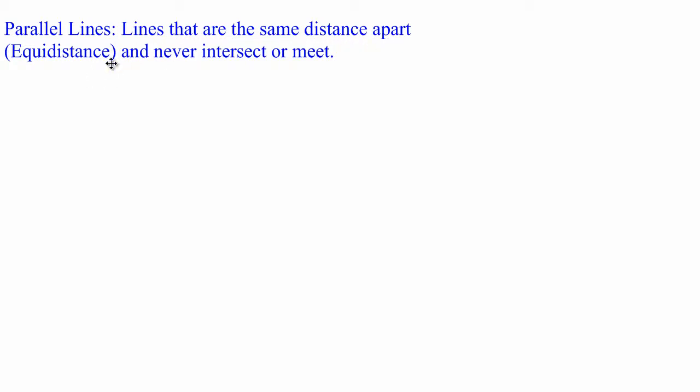So what we're saying, parallel lines are two or more lines that are the same distance apart and they never intersect, or we can say they never meet. All right, now that's a definition. Now let's look at what they're talking about, right? I'm going to be focusing on how we construct parallel lines using our ruler, compass, and a pencil.